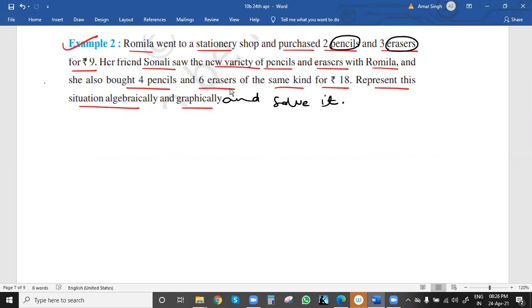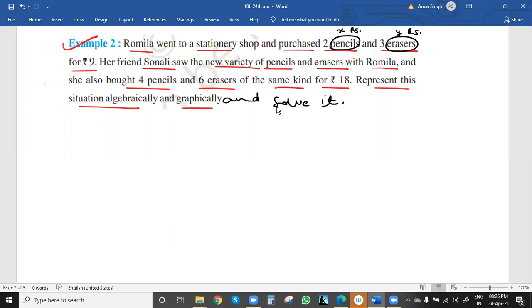That is the unknown thing, because we have 2 pencils and 3 erasers, and we don't know exactly the price of one pencil and one eraser. So 2 pencils and 3 erasers cost ₹9. One pencil costs x rupees, and one eraser costs y rupees. Based on these values, we can make the equation.